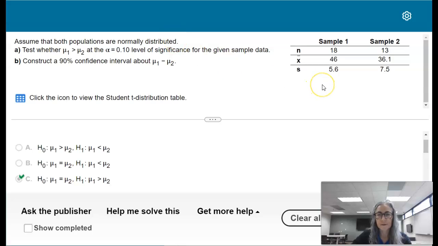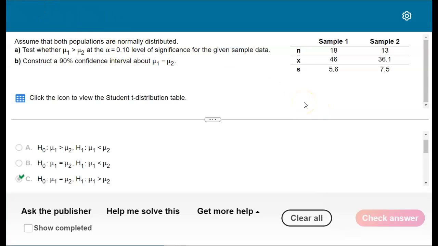This question is from section 11.3 in the book, which is inference about two means that are independent samples, so not paired, unpaired samples. This is problem number 2 from the homework. So we're not given a scenario for this problem, we're just given some summary data about our two independent samples.